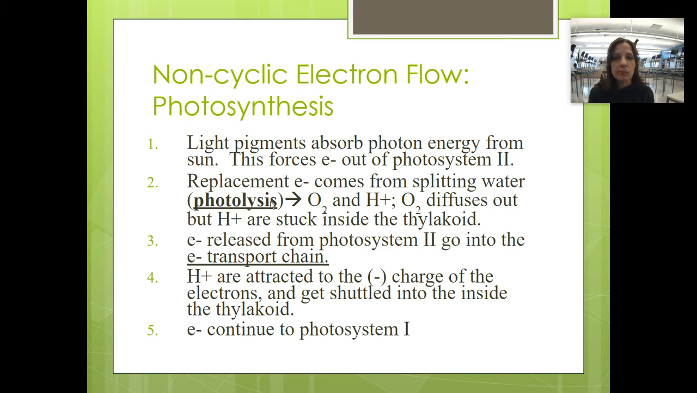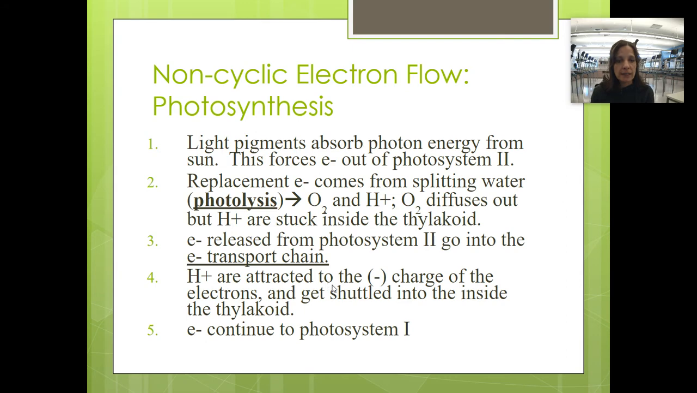So light is going to split water into oxygen and hydrogen ions, or protons. And so then the oxygen diffuses out, but those protons are stuck, because remember, charged particles can't get through a lipid bilayer. And then energy is released, or electrons are released from photosystem 2 and go through the electron transport chain.